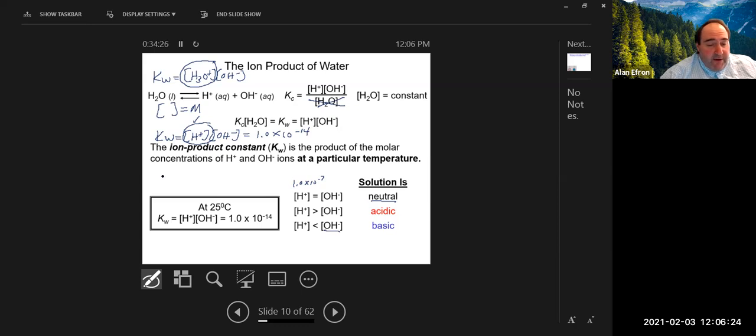And basically by rearranging this equation, it's the same calculation regardless of which one you're given. You're going to take 1 times 10 to the minus 14 divided by the concentration that was given to you. And let's write it over here. It's going to be the exact same calculation. So you can then compare both of those and see which one is larger or if they're equal to each other. And you'll be able to determine if it is acidic, basic, or neutral.